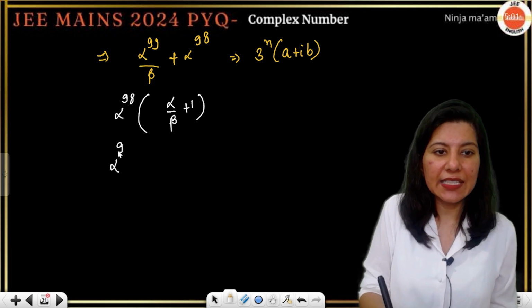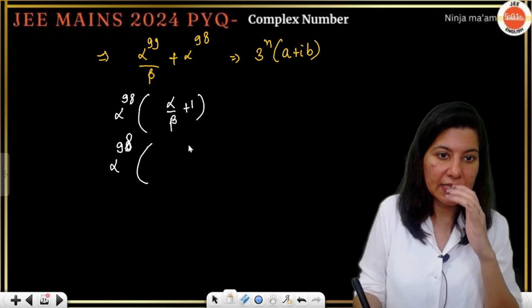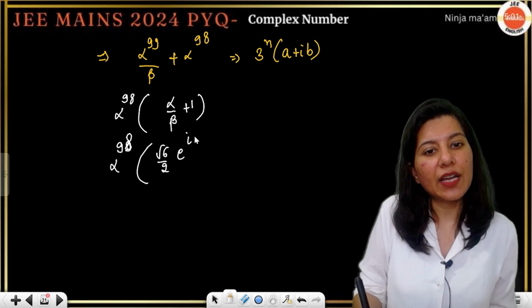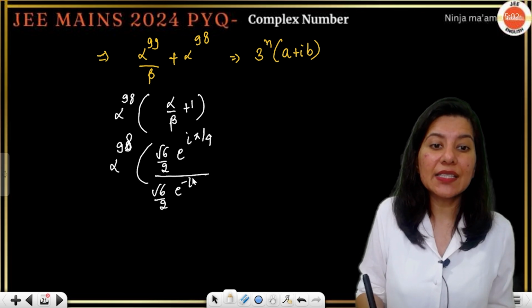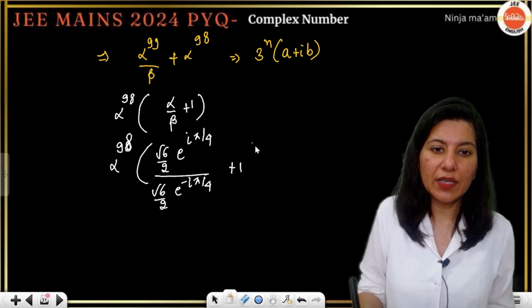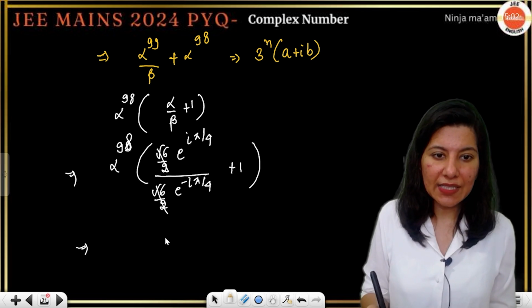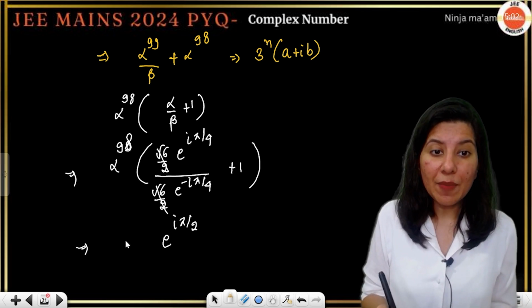Alpha by beta we can easily calculate. Alpha power 98, yes. Alpha by beta. So this is root 6 by 2 e raised to power iota pi by 4 over root 6 by 2 e raised to power minus iota pi by 4, plus 1. That's it. So root 6 by 2, root 6 by 2 cancel. This is e raised to power iota pi by 2, times alpha power 98.